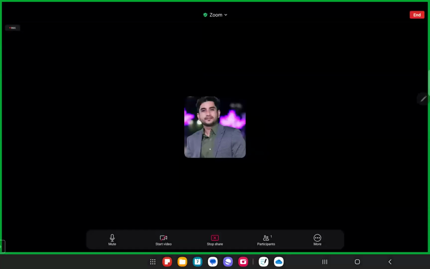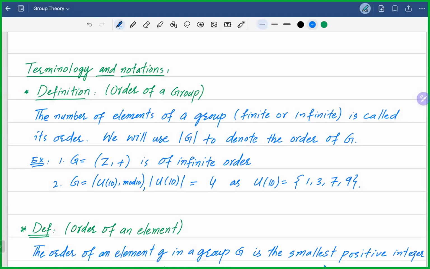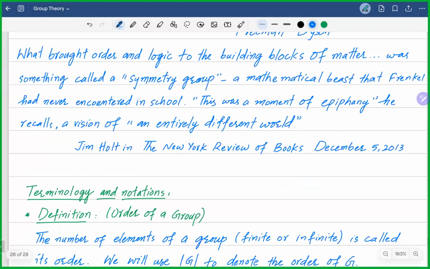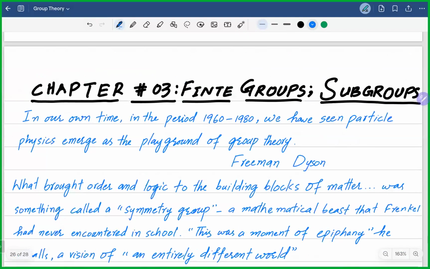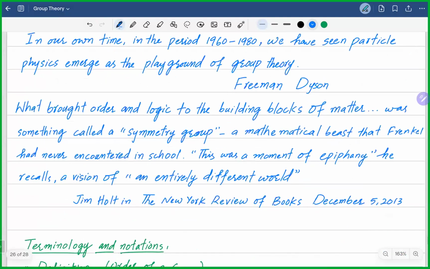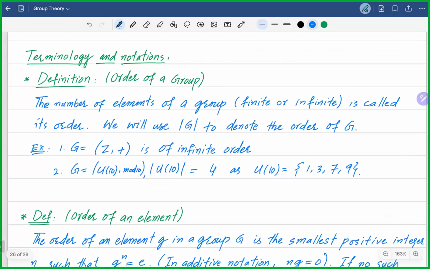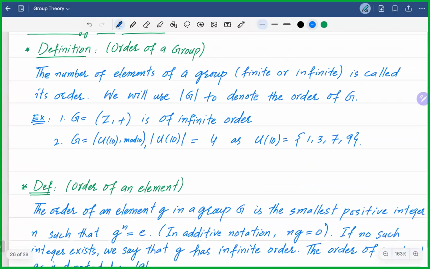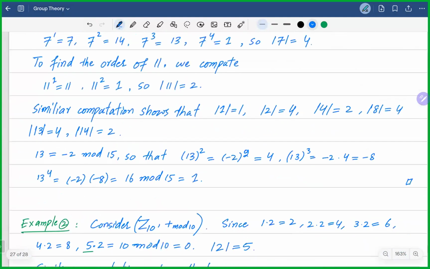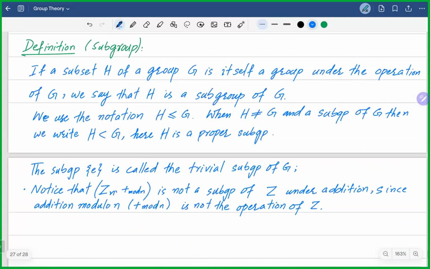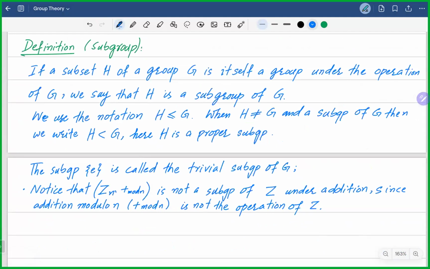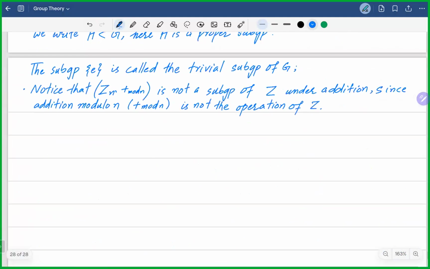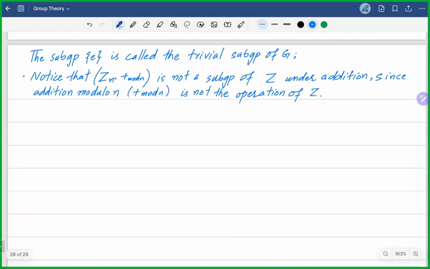Okay, we are back with the new lecture. We started chapter 3. We defined some notations and terminology. We defined the order of a group and the order of an element. We gave some examples, and then we defined subgroups. Now we will talk about the subgroup test.